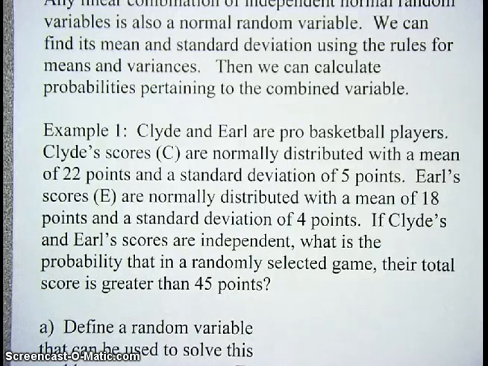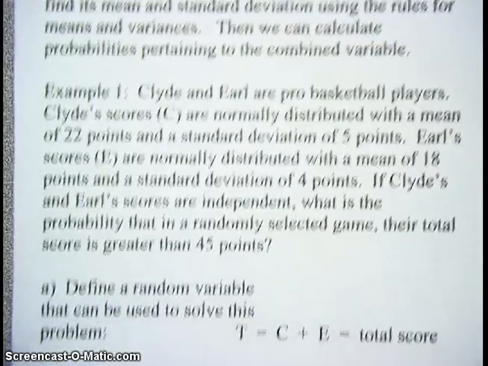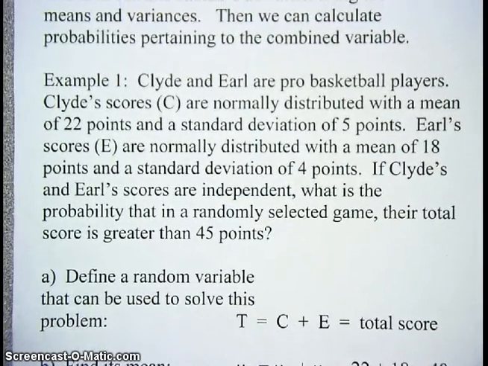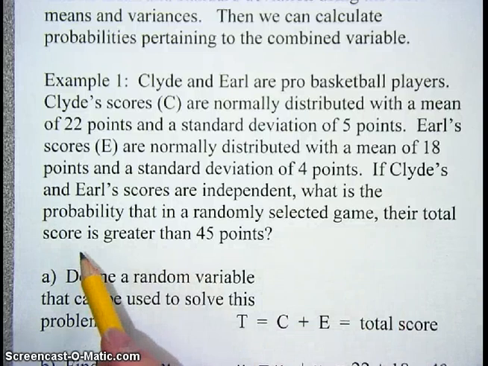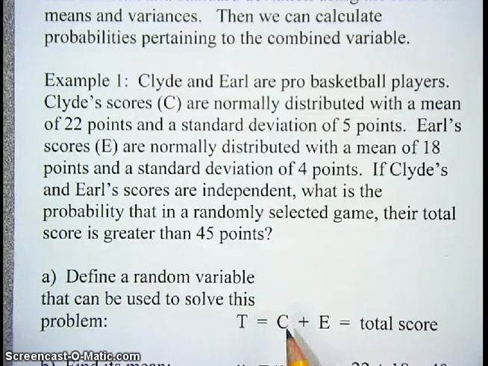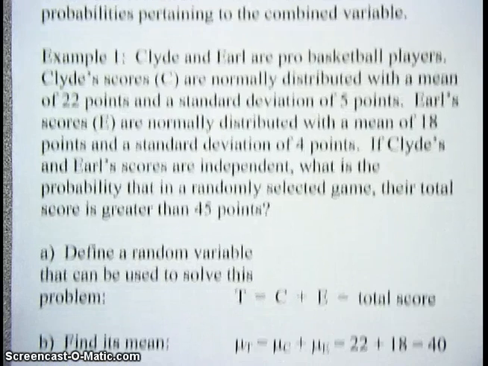Well, when you get a problem like this, the first thing you have to do is define a random variable that you can use to solve this problem. Since you're being asked a question about the total score, it would make sense to define that variable as the total score, which is just the sum of C plus E.